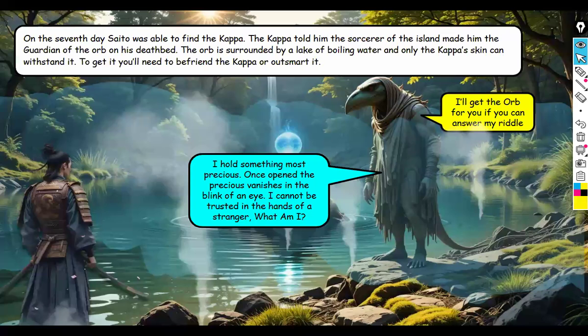I hold something most precious. Once open, the precious vanishes in the blink of an eye. I cannot be trusted in the hands of a stranger. What am I? It's a riddle.